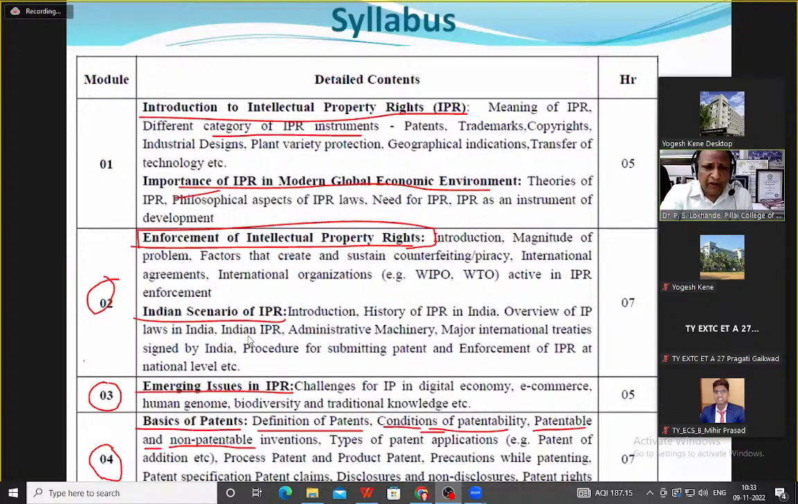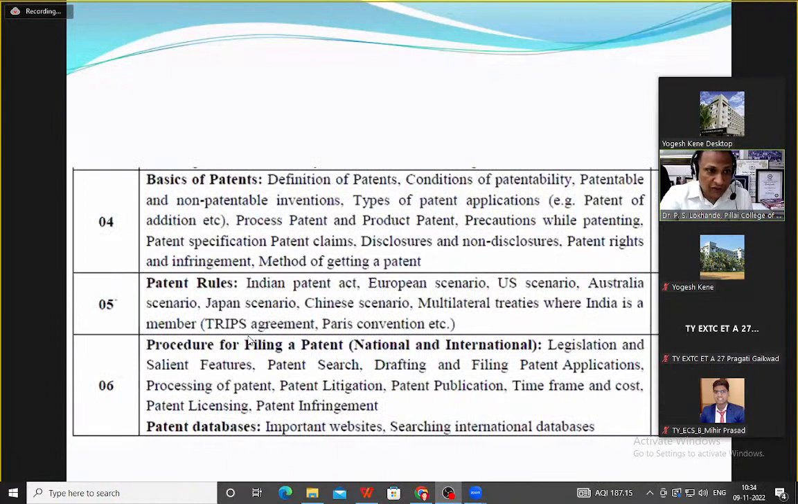Type of patent applications, the process patent and product patent, precautions while patenting, while writing the patent specifications, claims, disclosure, non-disclosure, everything is covered in this particular chapter. Now next one is the fifth chapter, that is patent rules.